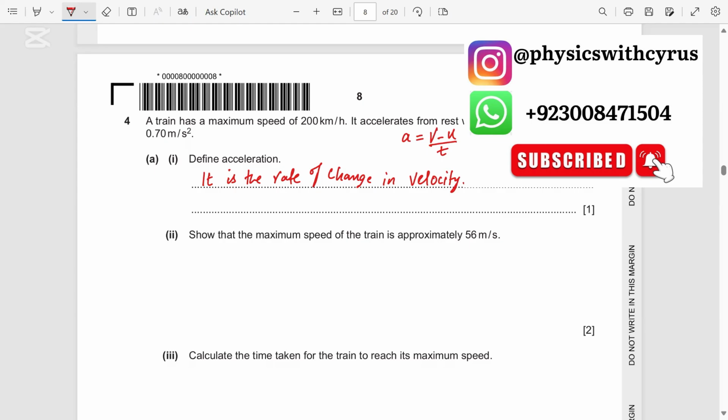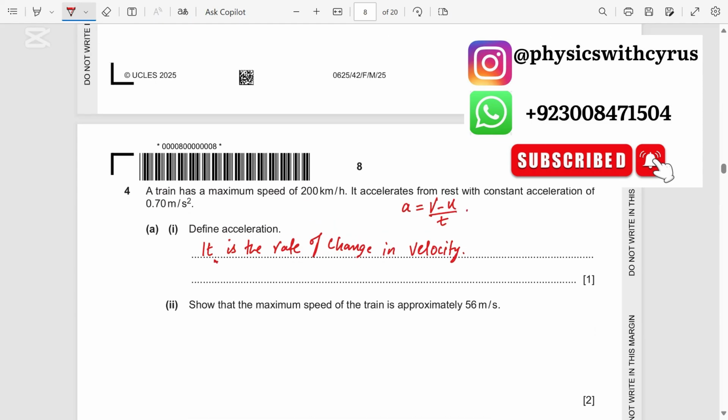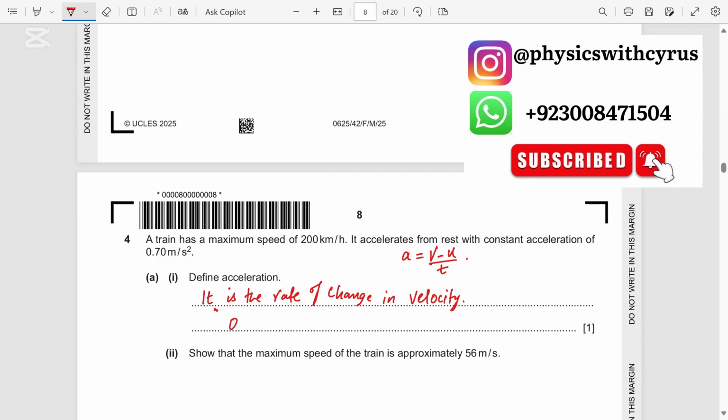You can also write it like this, or you can write it, it's change in velocity per unit time.